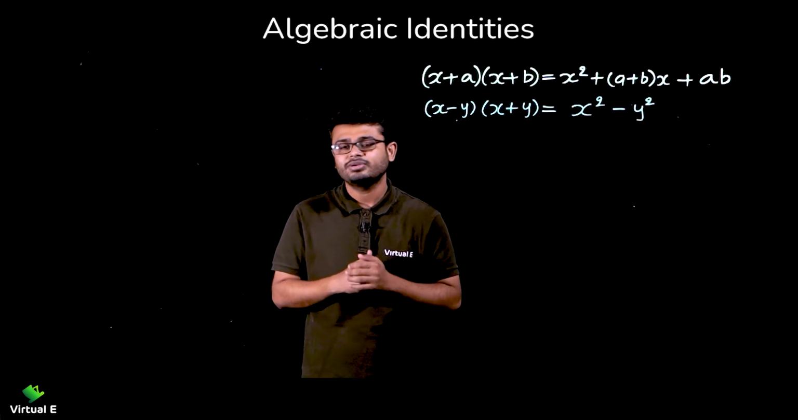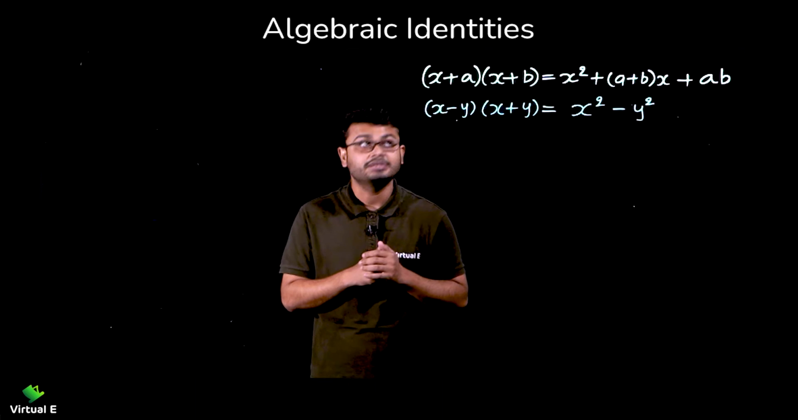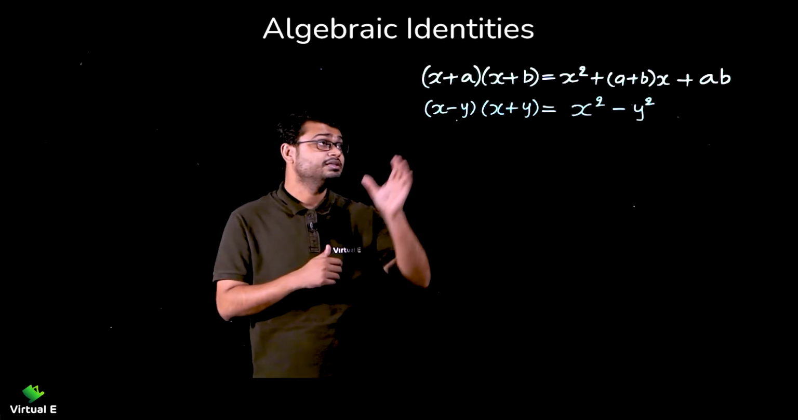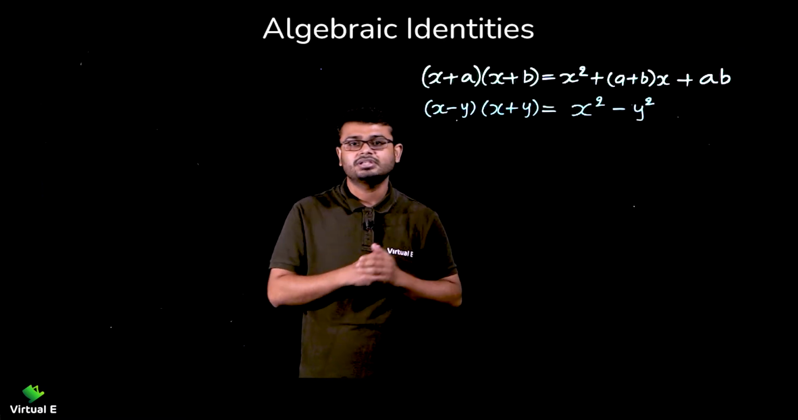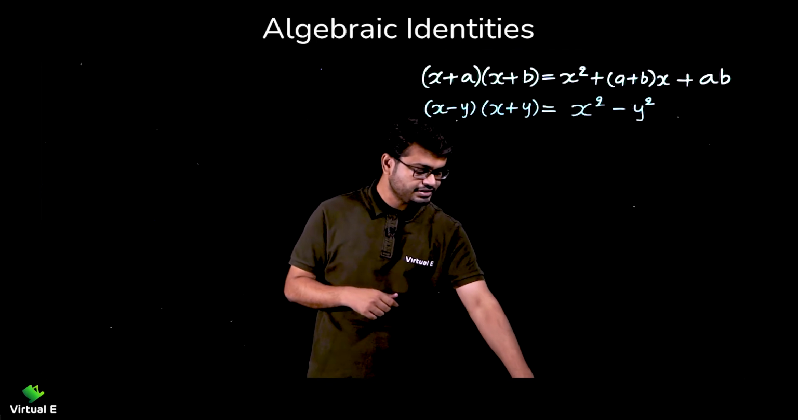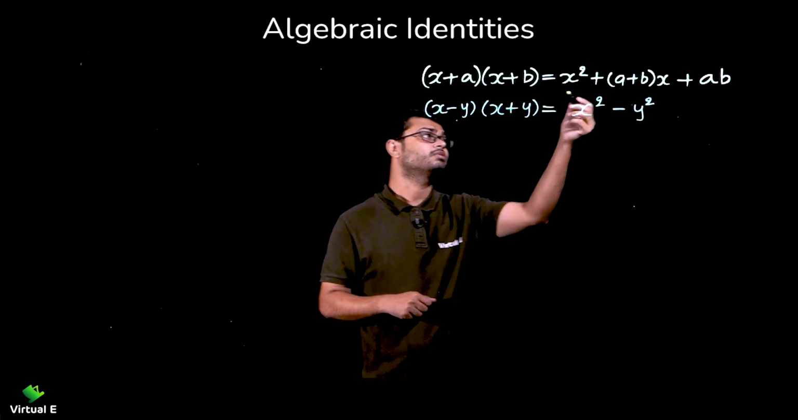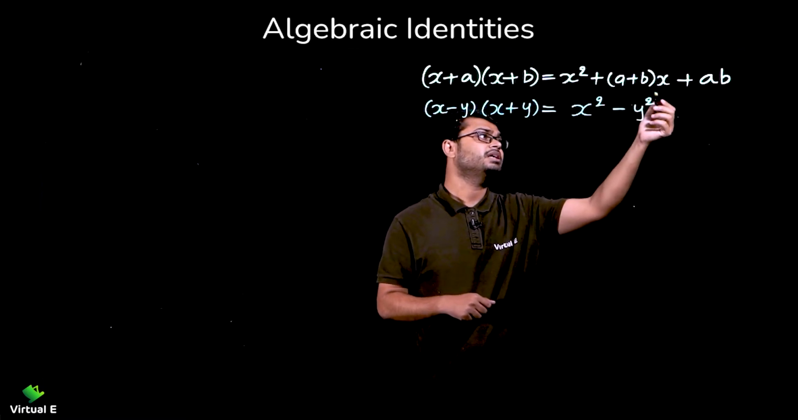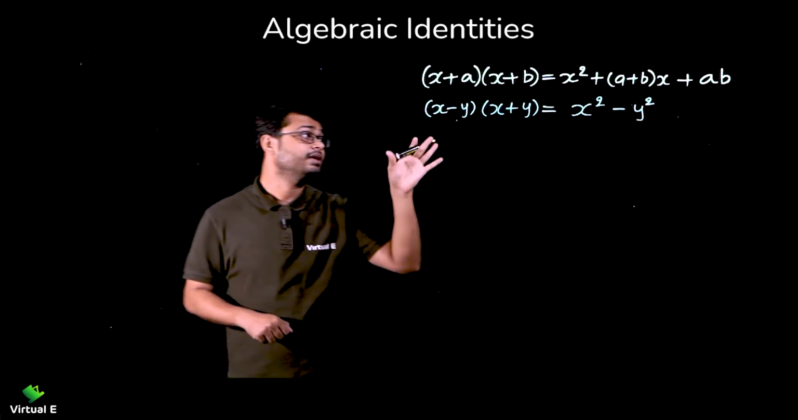In grade 8, you learned about (a plus b) whole square, (a minus b) whole square as well, and these two identities as well. This we are going to learn again this year, and in addition a few more. Let's start. First of all, it is (x plus a) into (x plus b) is equal to x square plus (a plus b) into x plus ab. This is actually middle term splitting, right?